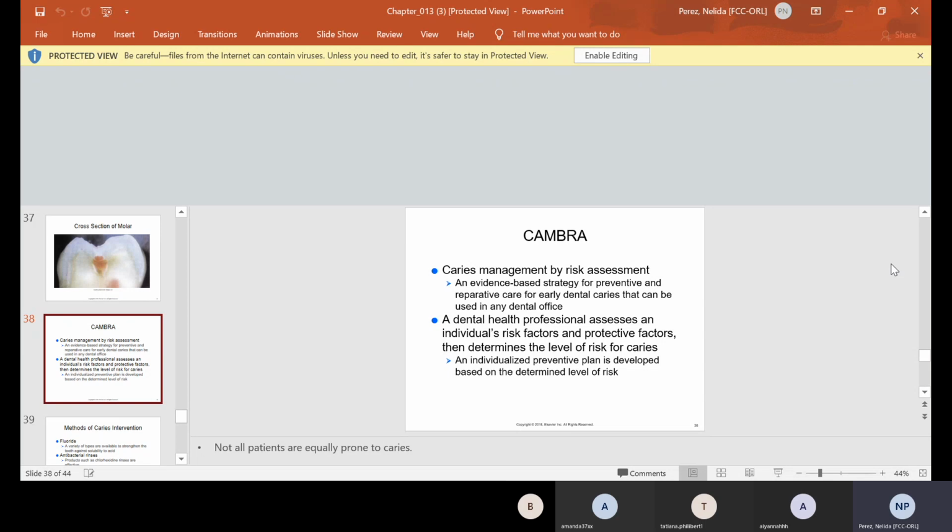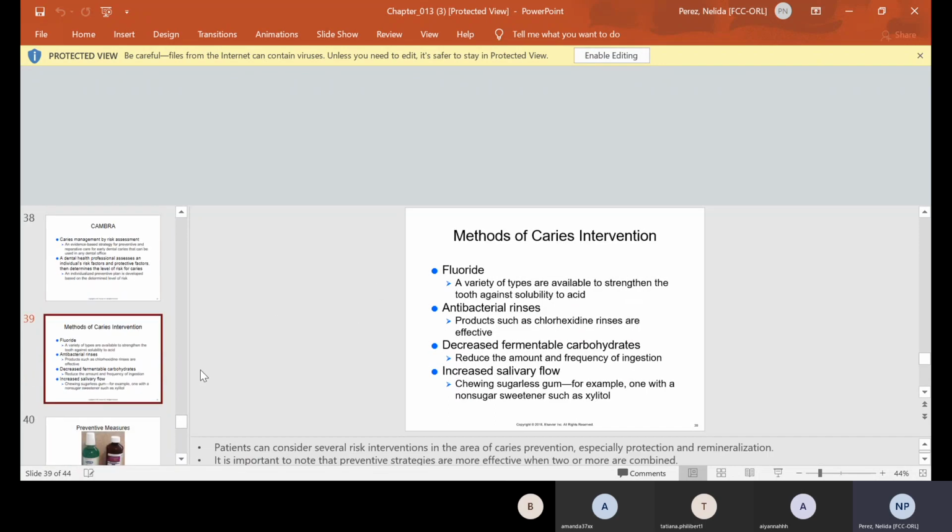Caries management by risk assessment is an evidence-based strategy for preventative and reparative care for early dental caries that can be used in any dental office. A dental health professional assesses an individual's risk factors and protective factors, then determines the level of risk for caries, and an individualized preventative plan is developed based on the determined level of risk. Not all patients are equally prone to caries. There are methods of caries intervention.